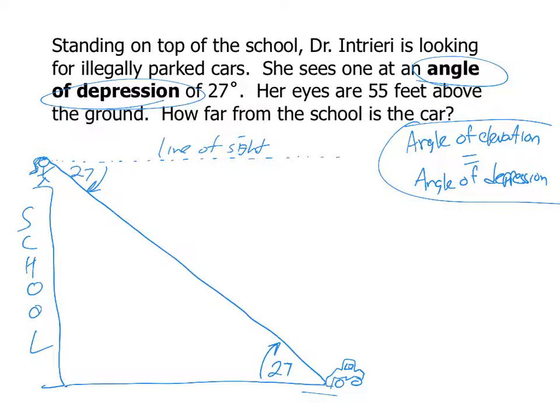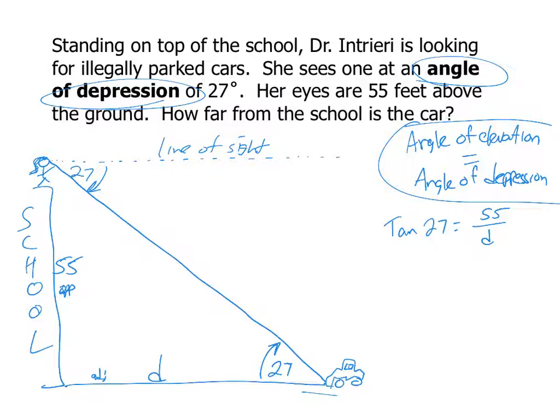Now we're told that her eyes are 55 feet above the ground, and we want to know how far away is the car. Let's call that distance D maybe. So if I'm looking at this, based on this 27-degree angle of elevation, and again, I'll use the angle of elevation because it's in the triangle, my 55 is my opposite side. My ground is my adjacent side. I'm using tangent again. So let's do the tangent of 27 equals opposite over adjacent.